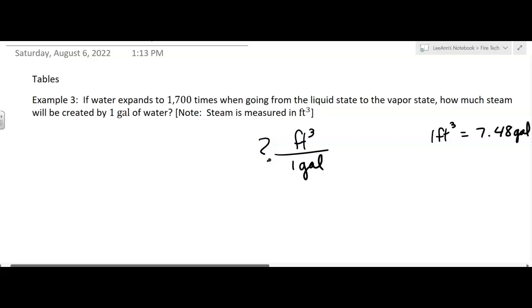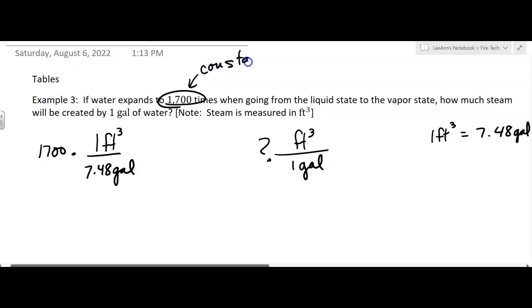Okay, so we know 1 cubic foot is 7.48 gallons. If it's expanding, it's going to be 1,700 times that then. So 1,700 times. That 1,700 is a constant. It's not a variable. It doesn't have a unit. It just tells us that when it expands, it gets 1,700 times bigger.